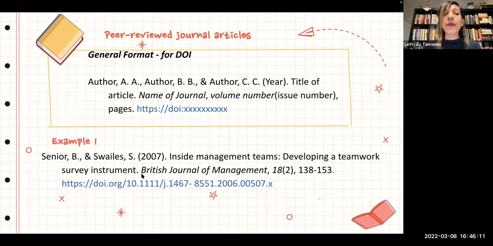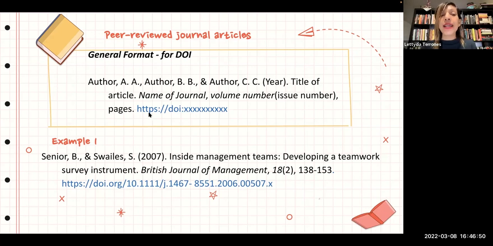All of that is followed by a period, and then British Journal of Management. That's the journal that published this article, and that's in italics, and the comma is also in italics. This 18 is the volume number, and if it has an issue number, it would be followed here with parentheses too. This parenthesis, and then whatever issue number, is not italicized, followed by a comma, followed by the page range. This article starts on page 138, hyphen, and it ends on page 153, period.